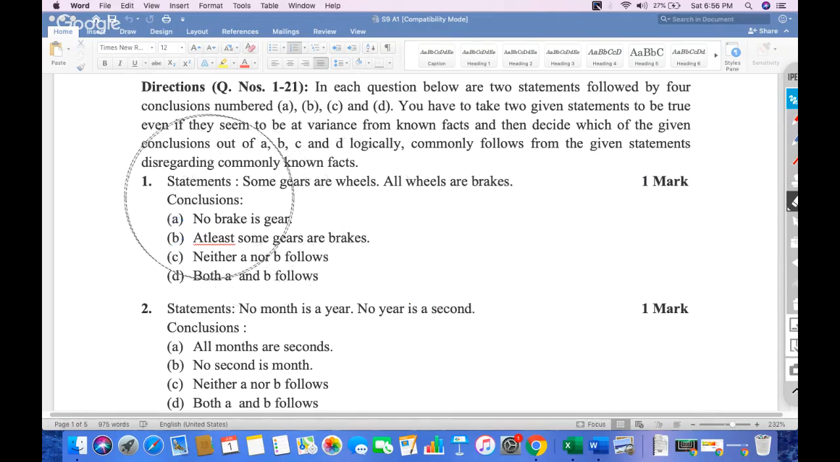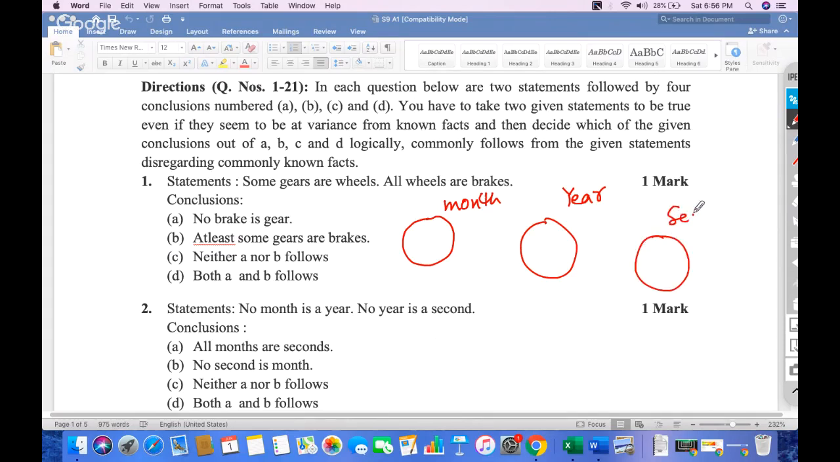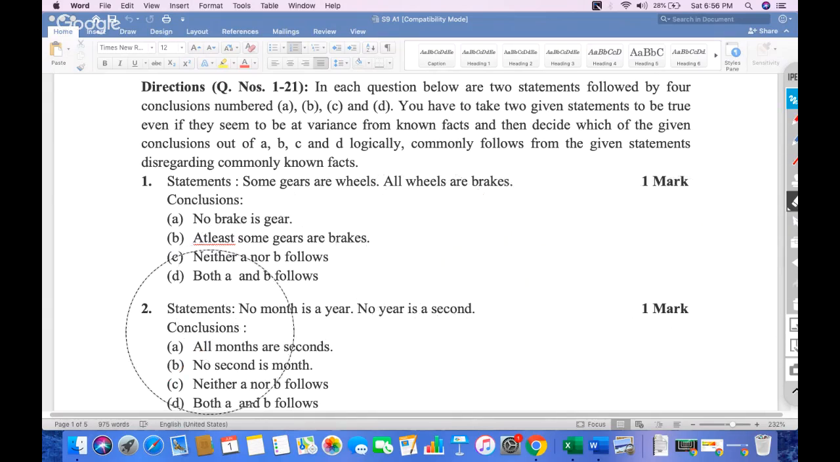So let me go to question B. No month is a year. So this is month and this is year. And no year is second. So again, third. Second one, all three. So all months are seconds? No, cannot be told. So no second is month? Yes, this can be told. So the logical conclusion is B. So the second one is B.